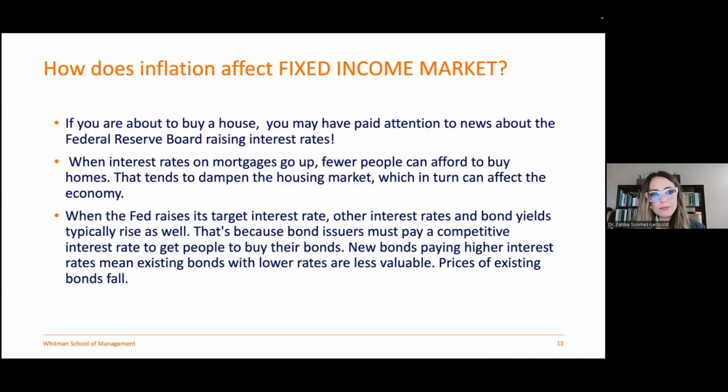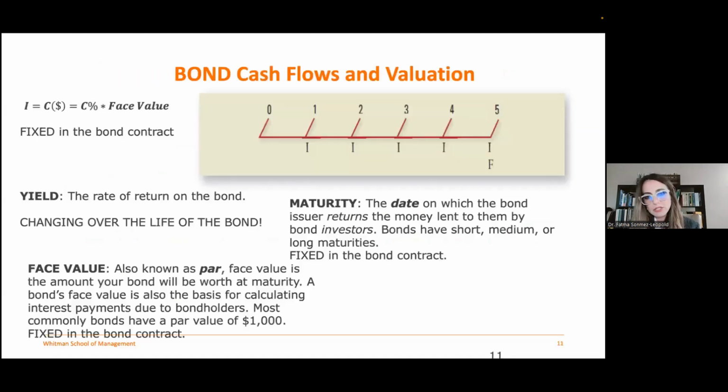Now, when we look at the fixed income market, I would like to refer to it as a fixed income market because, you know, from this picture, let's go back again: maturity is fixed, face value is fixed, interest payment is fixed. So therefore, there's a general name for this market. It's called the fixed income securities market.